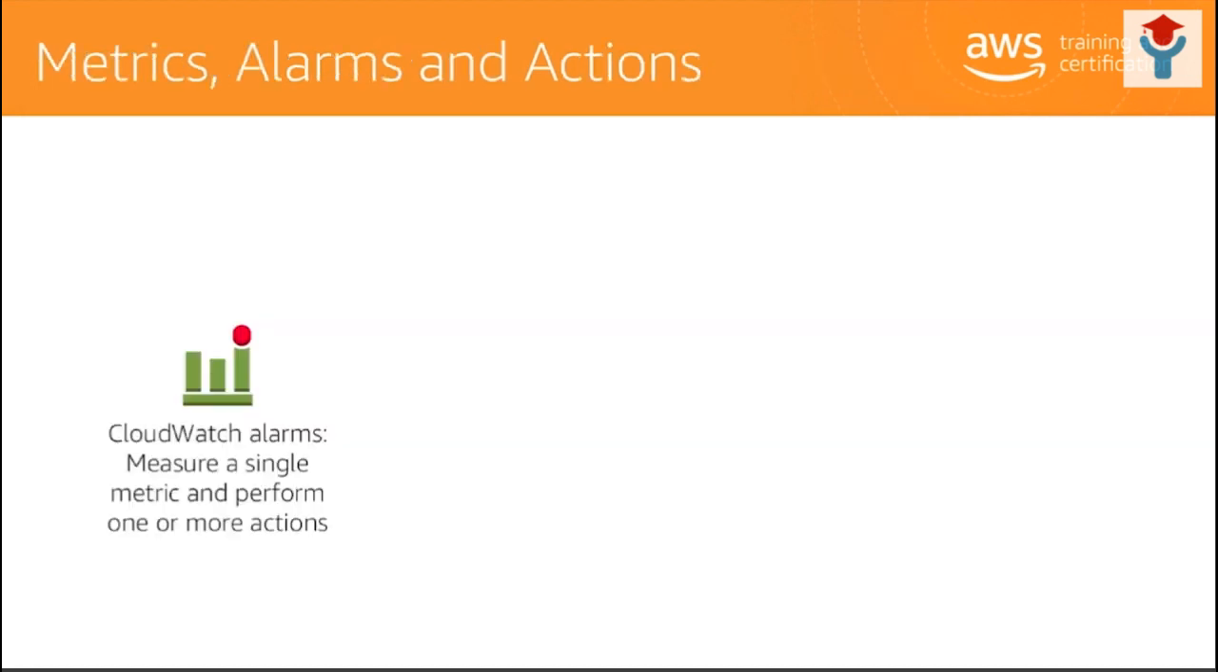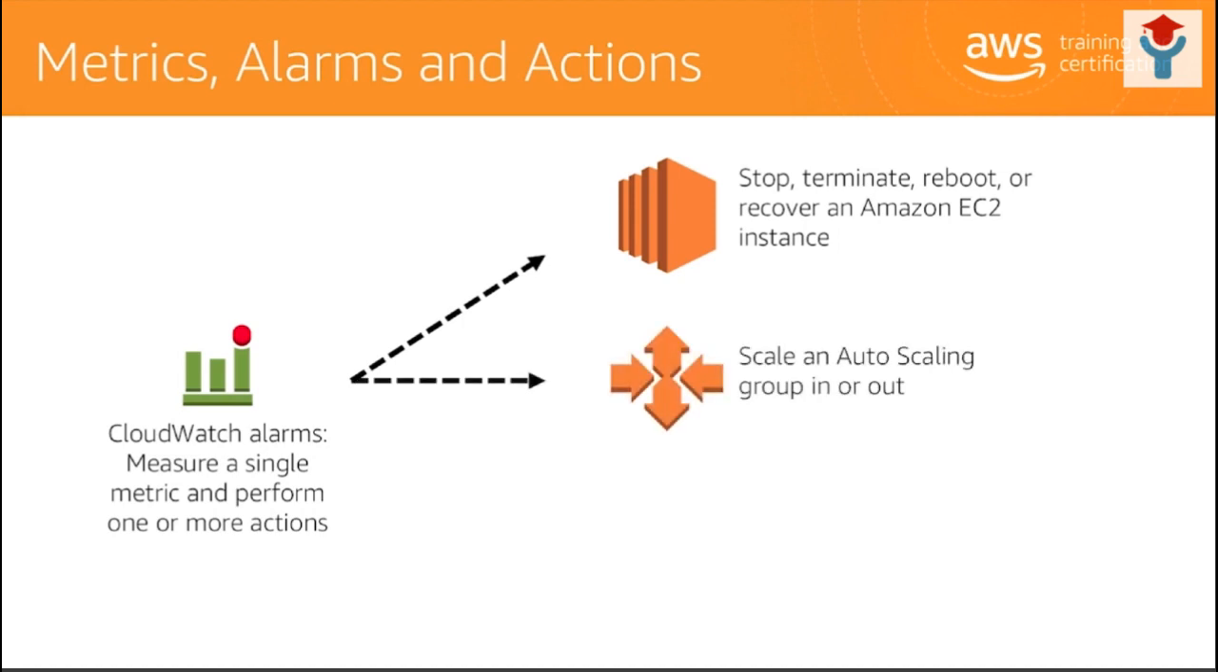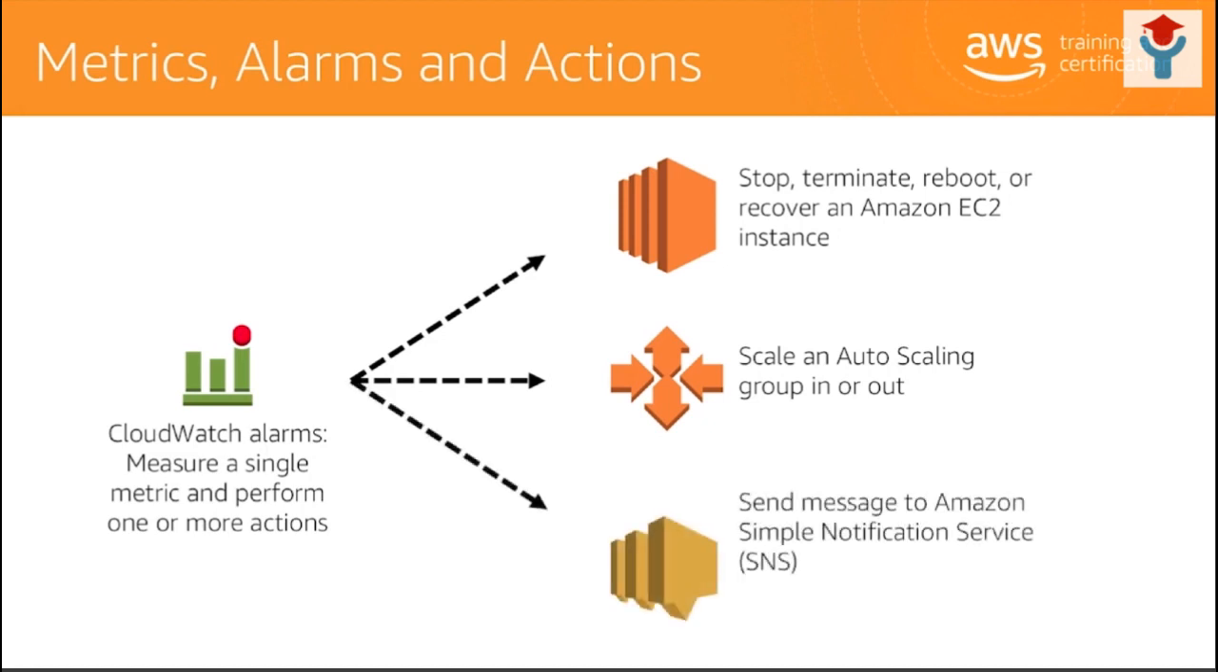So the CloudWatch alarms can measure a single metric and perform one or more actions. It could stop, terminate, reboot, or recover an instance. It could scale an auto-scaling group in or out. So remember, we always scale out to meet performance demand, and we scale in to save money. So we want to think of that in terms of going both directions. Or it could just simply send out a message to SNS through email, HTTP, or through SMS to notify you that an event has occurred.